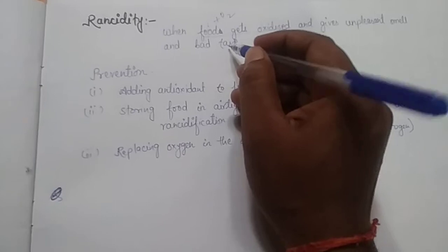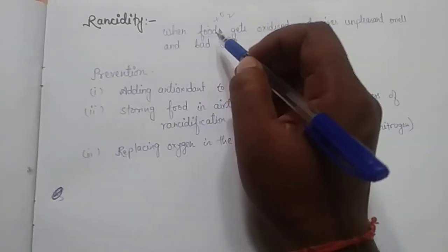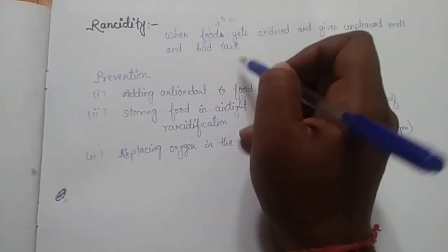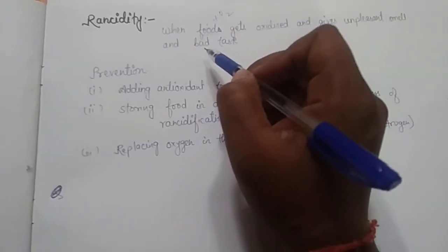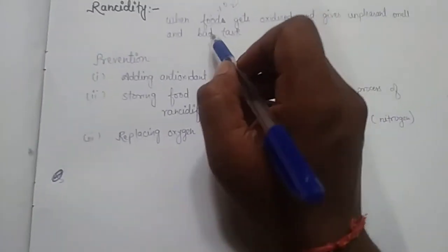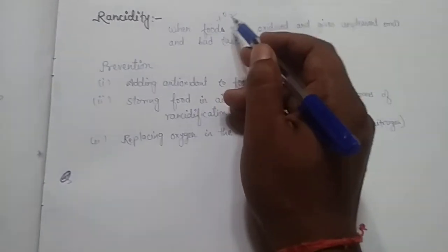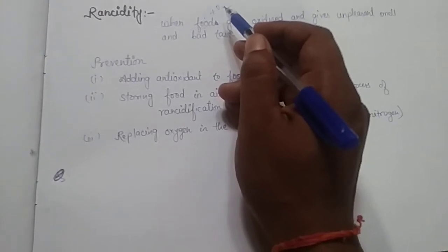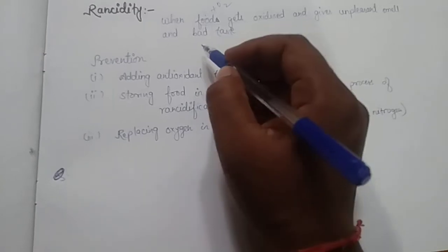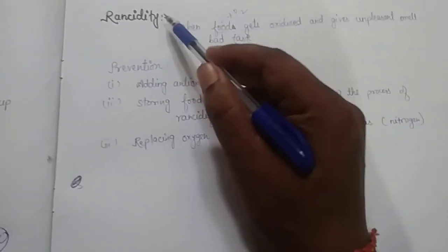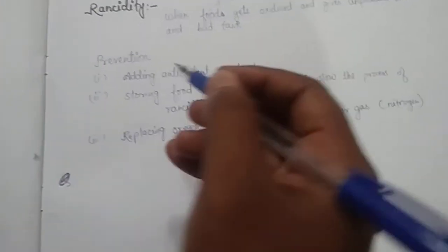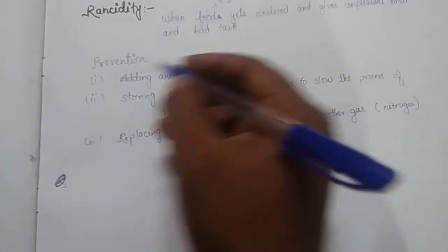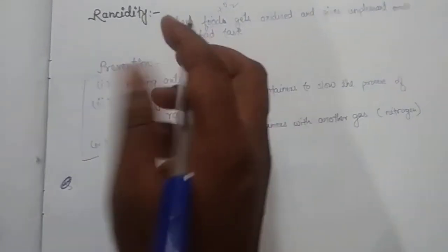This is the condition for rancidity, because unless the food gets oxidized, it will not produce unpleasant smell and bad taste. So first of all, we have to prevent this from oxygen. That is why our food material is not kept in any metal that is more reactive. Clear, children? So this is the condition for rancidity. Let's see how we can prevent our food material from rancidity. These topics are very, very important, children.